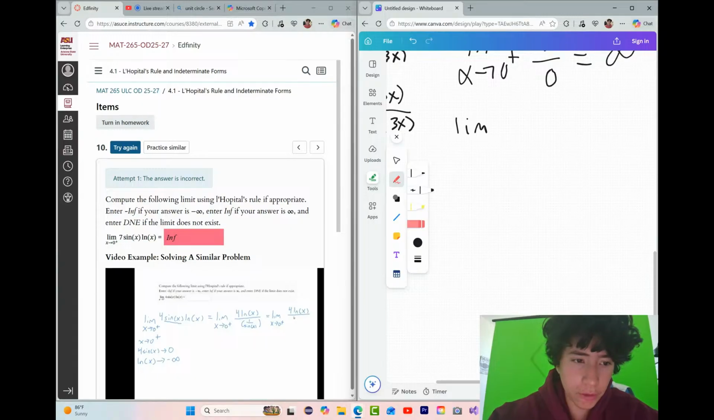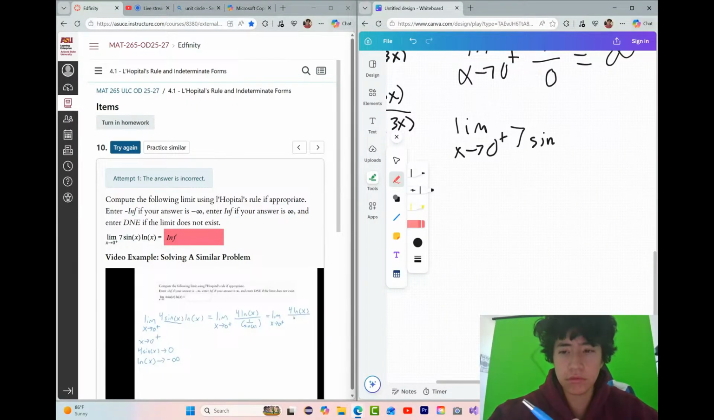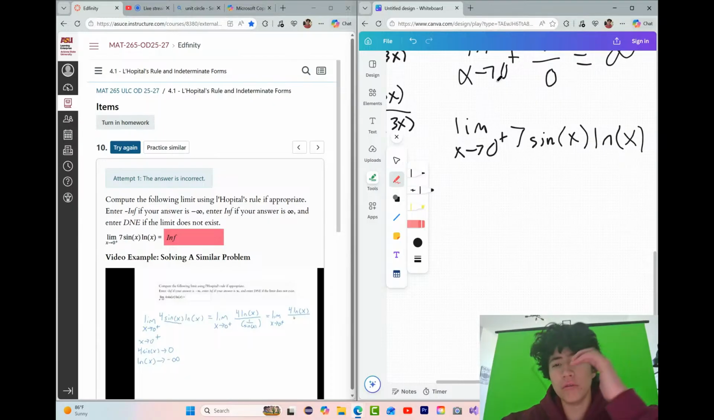So we have the limit as x tends to 0 from the right of 7 sine of x times the natural logarithm of x.